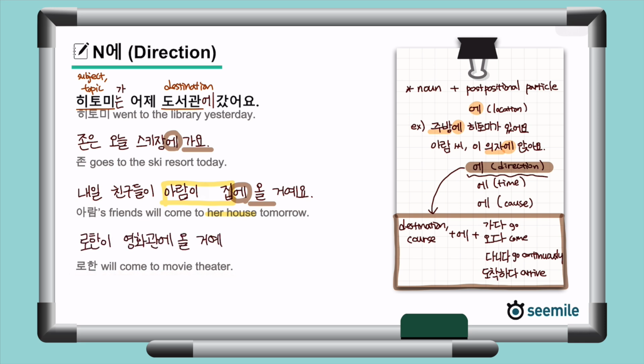로한이 영화관에 올 거예요. Now repeat after me one more time. 히토미는 어제 도서관에 갔어요. 조는 오늘 스키장에 가요. 내일 친구들이 아람이 집에 올 거예요. 로한이 영화관에 올 거예요. Good job!